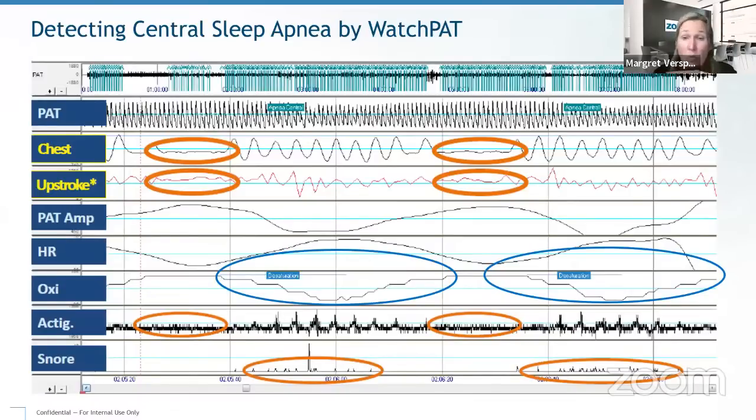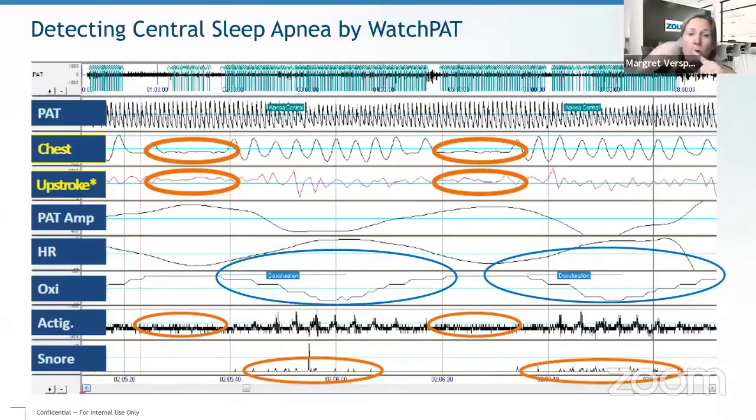When there is a central sleep apnea, there is no upper airway obstruction, and there's no change in intrathoracic compression because the patient is not breathing. So you will not find a change in the PAT upstroke, or a minor change in the PAT upstroke. It looks different compared to an obstructive sleep apnea event. So chest and upstroke are important for the algorithm to detect obstructive versus central.